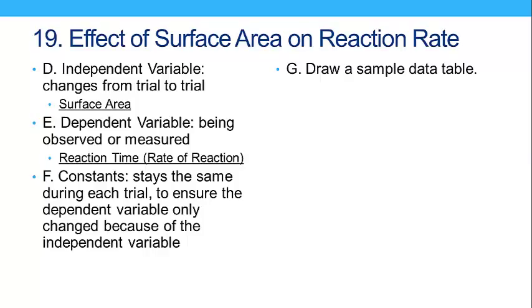Constants are things that stay the same during each trial. I want to make sure that the only reason reaction time changed is because of surface area. So I want to be sure that the dependent variable only changed because of a change in the independent variable. So to do that, everything else besides my independent variable and dependent variable needs to be constant. So the mass of the magnesium, I want to use the same timer, the same scale. I want this to be at the same temperature. I want to use the same amount of hydrochloric acid. These are all things that can be constant, and we can come up with many more.